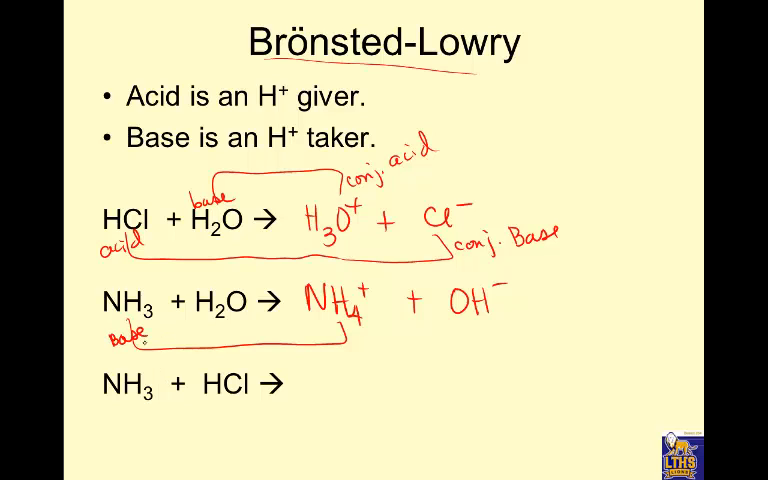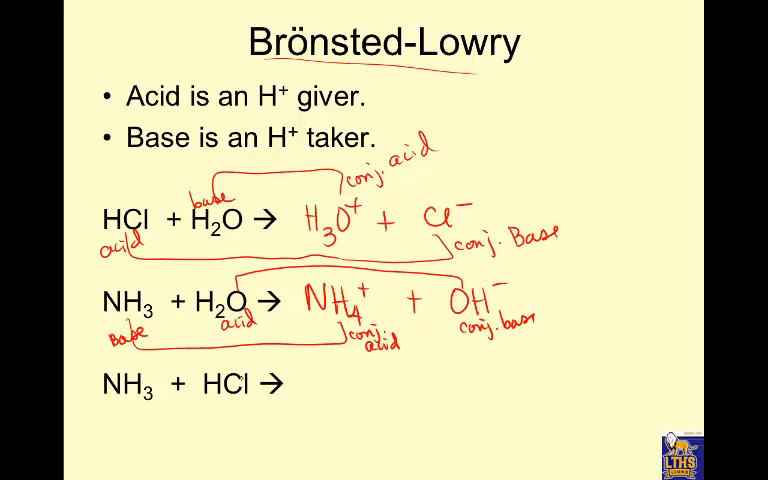Why is it a base? Because what did it do? It took on an H and a plus. So that means its pair or its partner is called a conjugate acid. All right, H2O. If you look from here to here, H2O gives away an H plus. So H2O is an H plus giver, because it turns into a conjugate base. This is the result of giving away H and a plus.